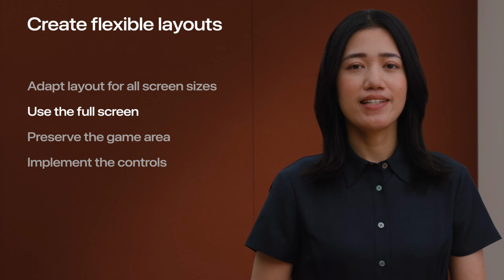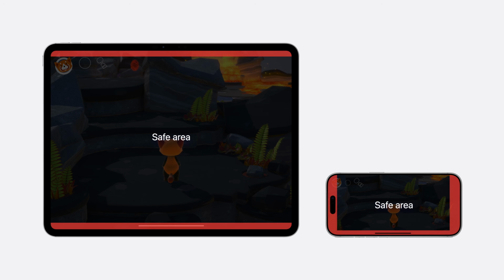You'll also want to make sure your controls are always visible. The way to do that is to design for the full screen. On iPad and iPhone, designing a full-screen gaming experience means keeping the safe areas in mind.